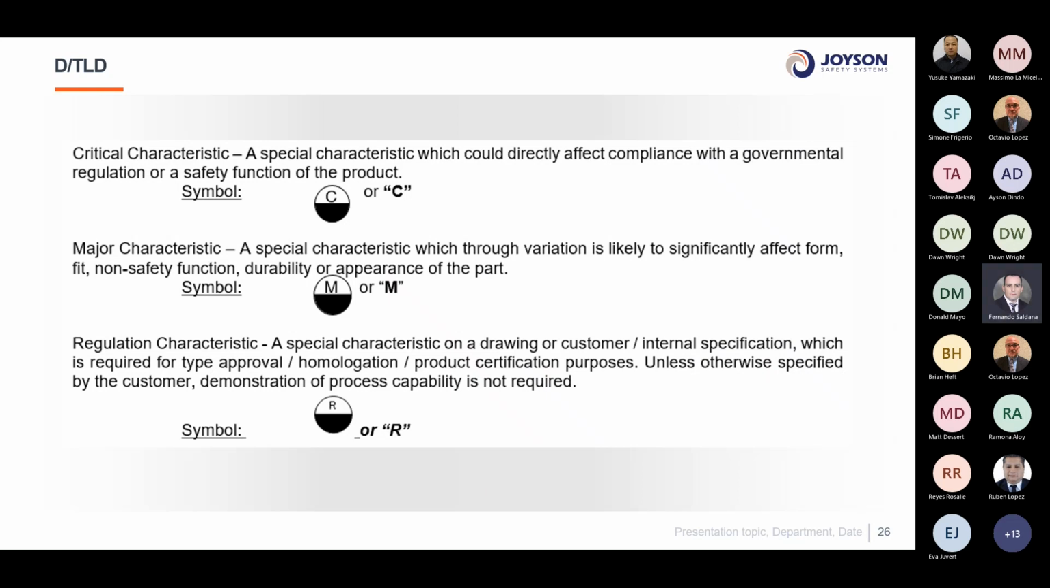And the other one is regulation, which is a special characteristic on a drawing or from a customer, which is required for type approval, homologation, product certification purposes, etc. Unless otherwise specified by the customer, demonstration of capability is not required. So the bottom line here is that for the critical characteristics, we need to have information and keep the documentation of everything related to them. You go to the next one.